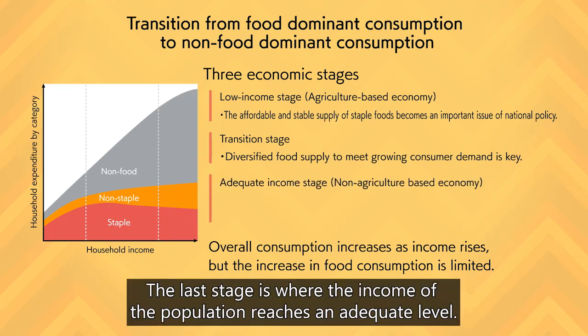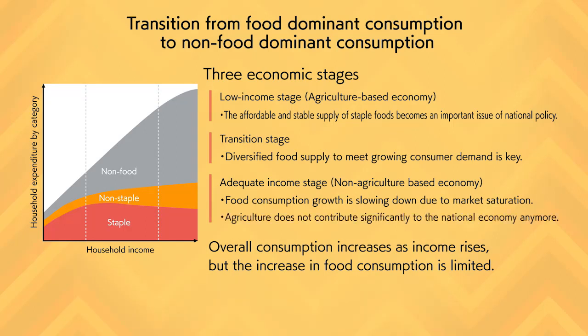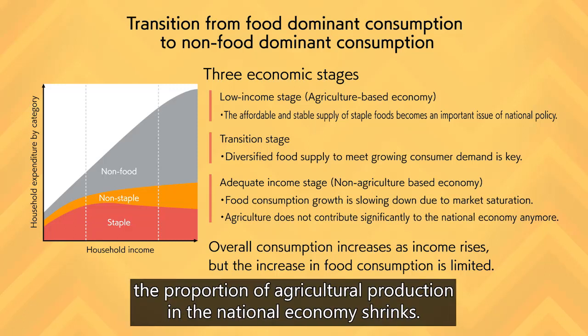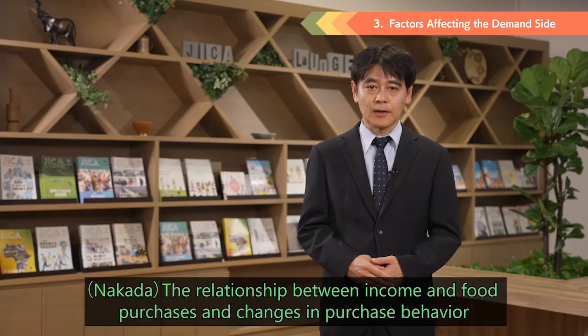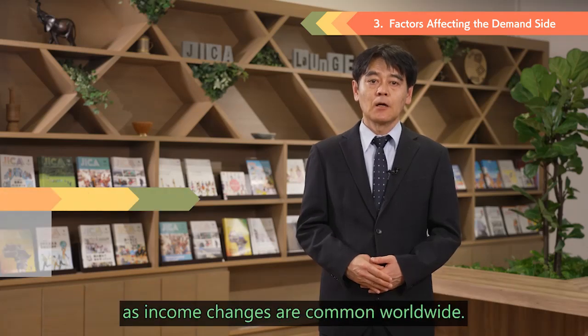The last stage is where the income of the population reaches an adequate level. At this stage, people's interest turns to consumption of non-food luxuries. From the perspective of industrial structure, the proportion of agricultural production in the national economy shrinks. The relationship between income and food purchases and changes in purchase behavior as income changes are common worldwide.